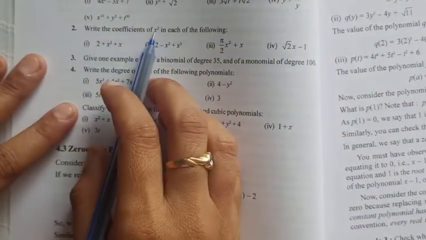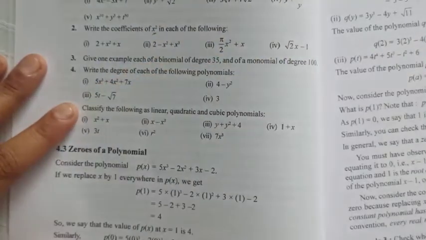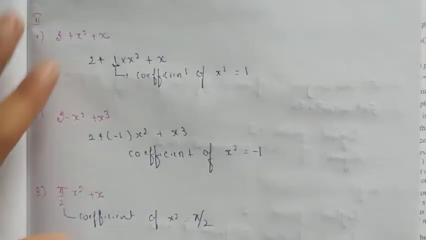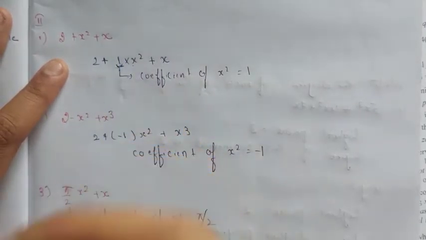Second, write the coefficient of x square. They have asked for the x square coefficient in each of the following. In the first expression, 2 plus x square plus x, the x square coefficient is 1.